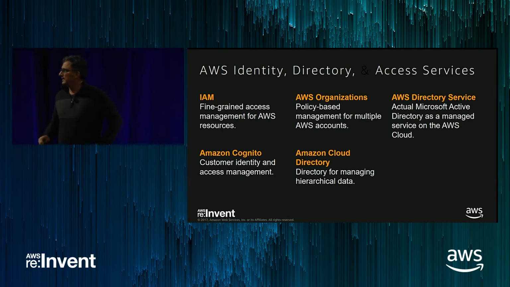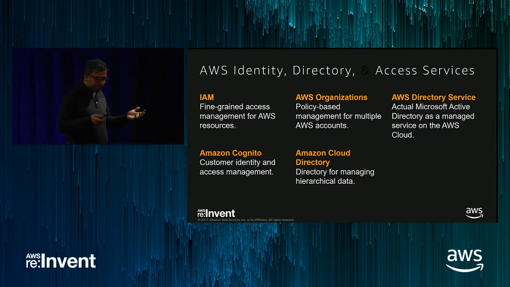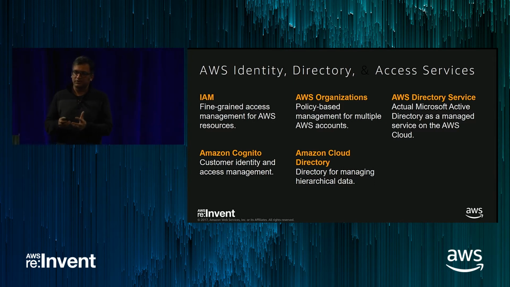So just looking at the identity, directory, and access services. Our core service in this space is IAM, Identity and Access Management Service. IAM is at the foundation of AWS in terms of providing you authentication and access to AWS resources. IAM operates at individual AWS accounts. So if you want to control access to AWS resources, the service you're going to use is AWS IAM.